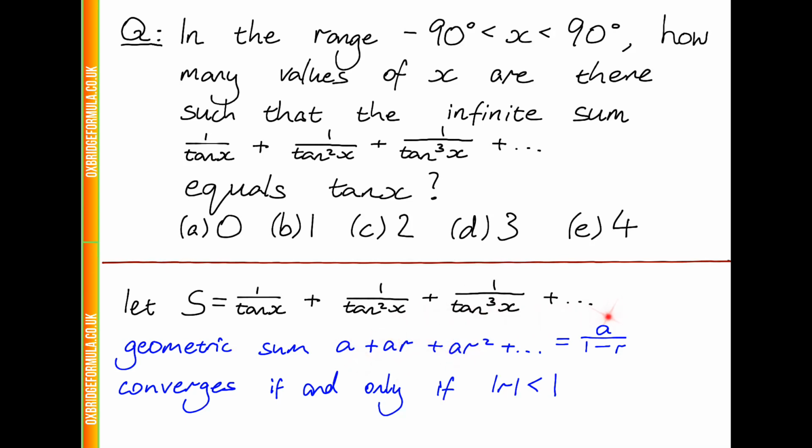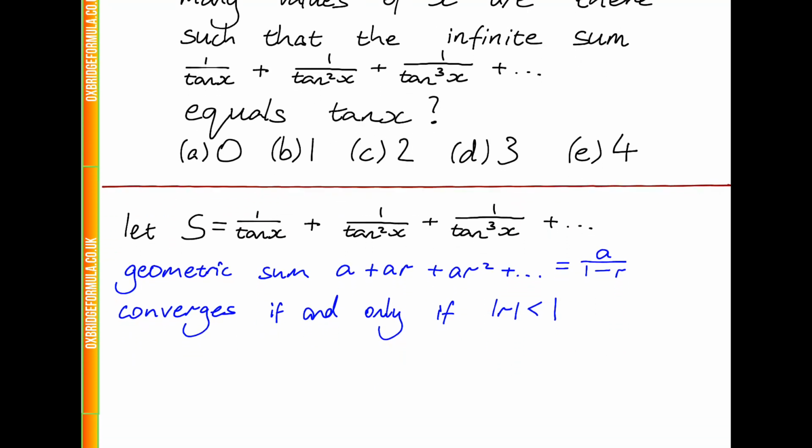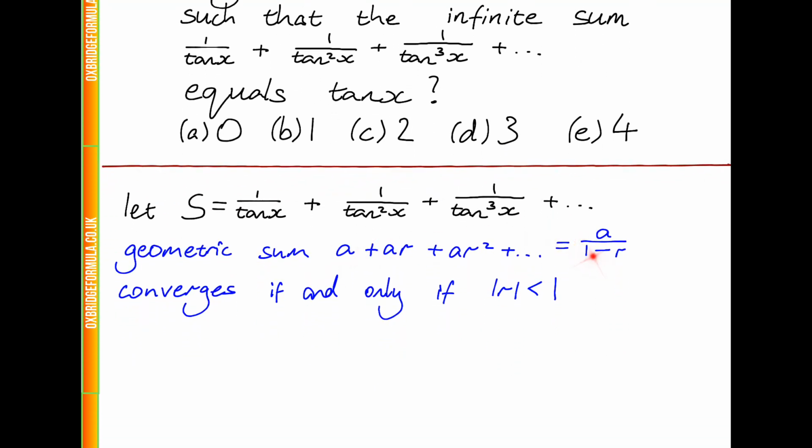And this is equal to a over 1 minus r, but it converges if and only if the absolute value of r is strictly less than 1. And if that isn't true, then it will diverge to infinity. So since we're trying to see when this sum is equal to tan x, we need it to not diverge. So we're going to need to make sure that our ratio has an absolute value strictly less than 1. And we can actually evaluate this sum, therefore, if we can identify what a and r are.